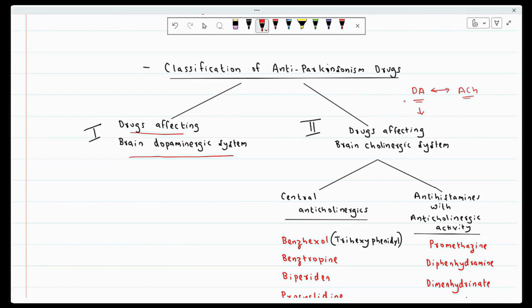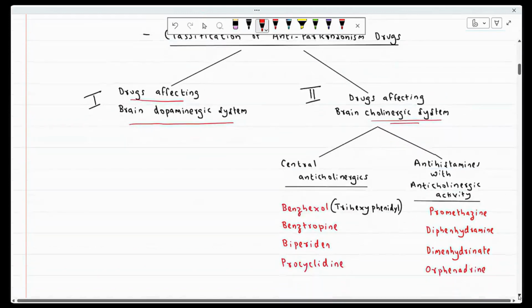Now the second strategy: acetylcholine and dopamine are in balance. In Parkinsonism, dopamine will come down, so the balance will be lost. What could be the other strategy? You can bring down the acetylcholine to recreate the balance between dopamine and acetylcholine. So these are drugs affecting the cholinergic system, that means you can give an anticholinergic drug. Hope it is clear. These are the two strategies: you can increase the dopamine level, or you can decrease the acetylcholine level. That is the second class, the drugs affecting the cholinergic system.